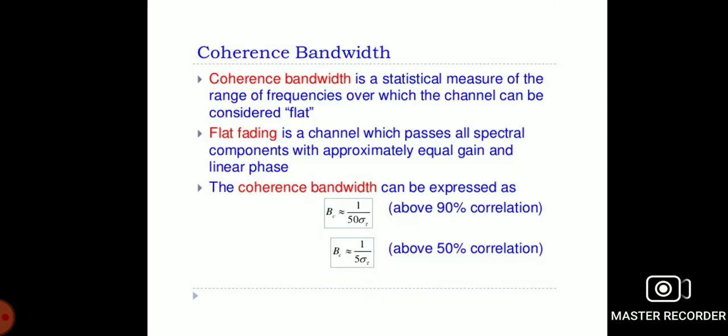Now we can move to the coherence bandwidth. The coherence bandwidth helps characterize mobile channels in the frequency domain. It is inversely proportional to the RMS delay spread value. The coherence bandwidth is basically a statistical measurement of the range of frequencies.